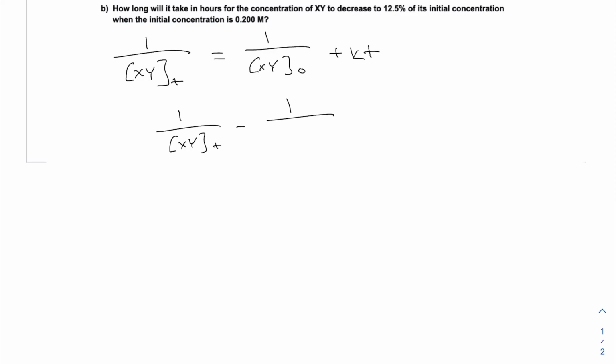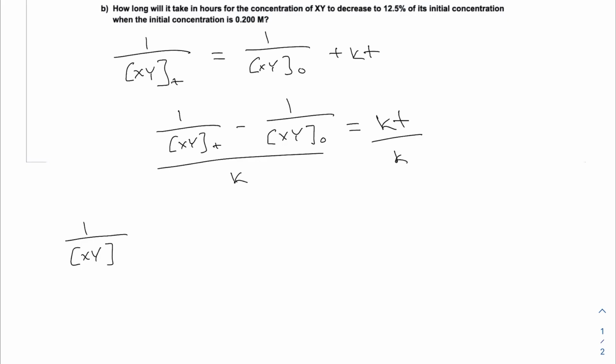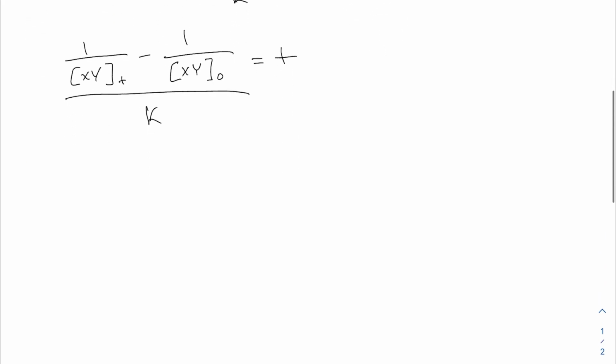So we have where XYT is the concentration of XY at a time, XY naught is the initial concentration of XY, and K is the rate constant, and T is the time. So here our question is asking for how long it'll take in hours, so we're going to solve for time. So we're solving this equation here for time, dividing by K and isolating our variable to have our final equation of 1 over XYT minus 1 over XY naught is equal to T, and all of that is over K.